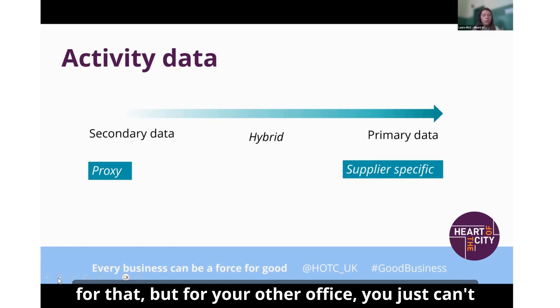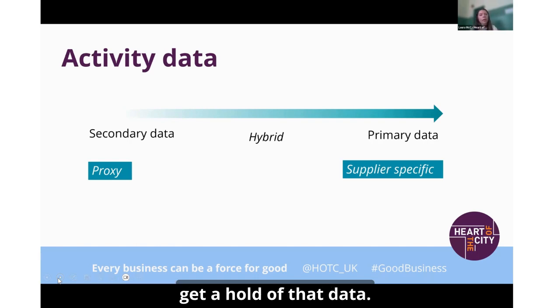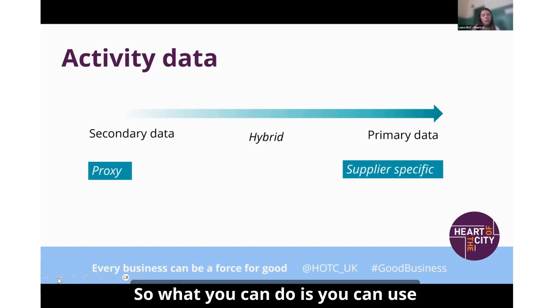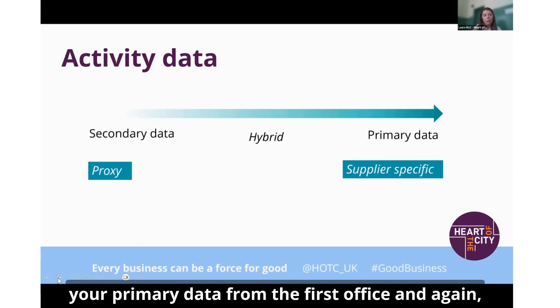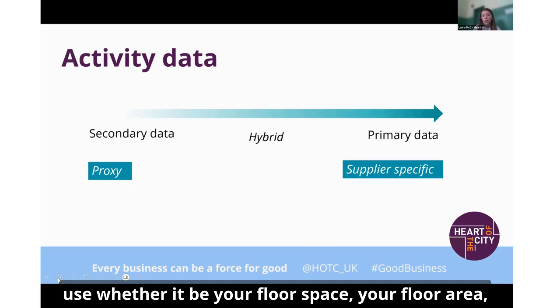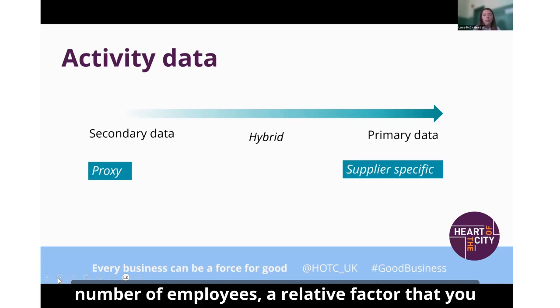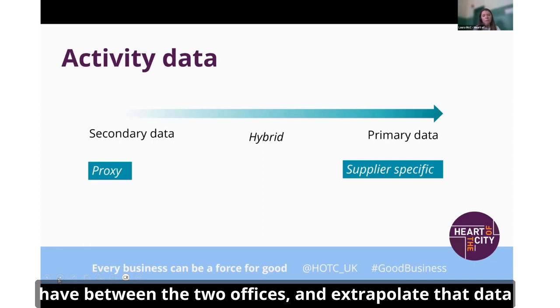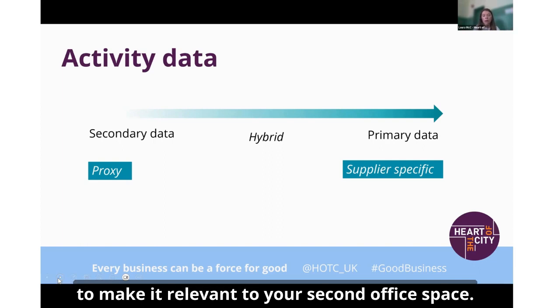But for your other office, you just can't get hold of that data. So what you can do is use your primary data from the first office, and again, use whether it be your floor space, your floor area, number of employees, a relative factor that you have between the two offices, and extrapolate that data to make it relevant to your second office space.